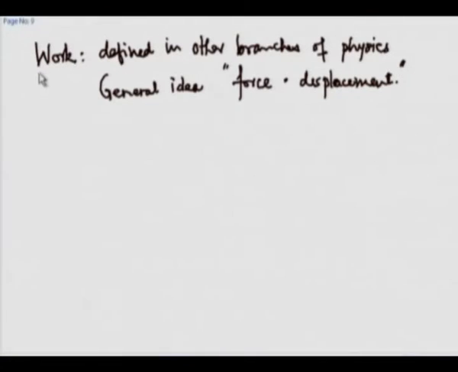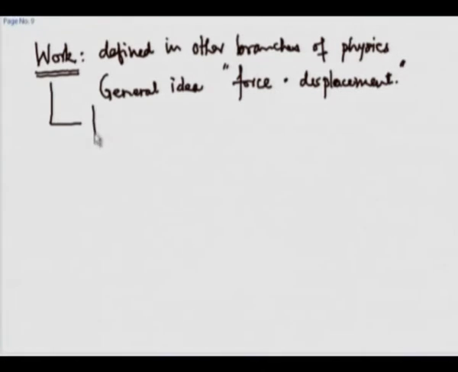So, if you have a force applied onto a particle, onto a body, and if the point of application of the force gets displaced or moves, and at least a component of that displacement is in the direction in which force is applied, then we say that work is done. And you can do work from the mechanics point of view by lifting a weight in a gravitational field, overcoming a force of friction, moving a charge in an electric field, and many other ways.